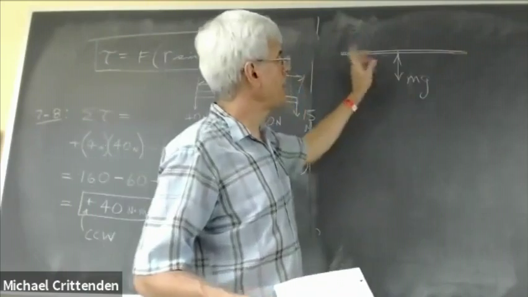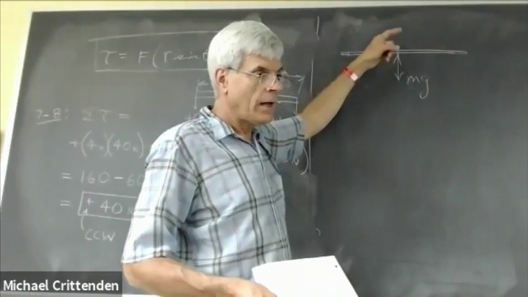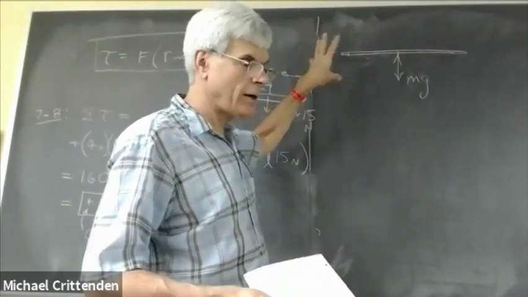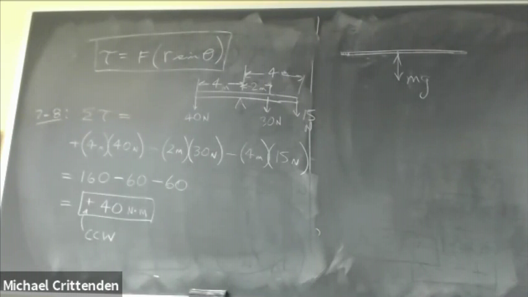The weight of the thing acts at a single point called the center of gravity. And if it's a uniform object, if one end isn't thicker than the other, or one end isn't denser than the other, or something like that, the center of gravity is just right in the middle of it.